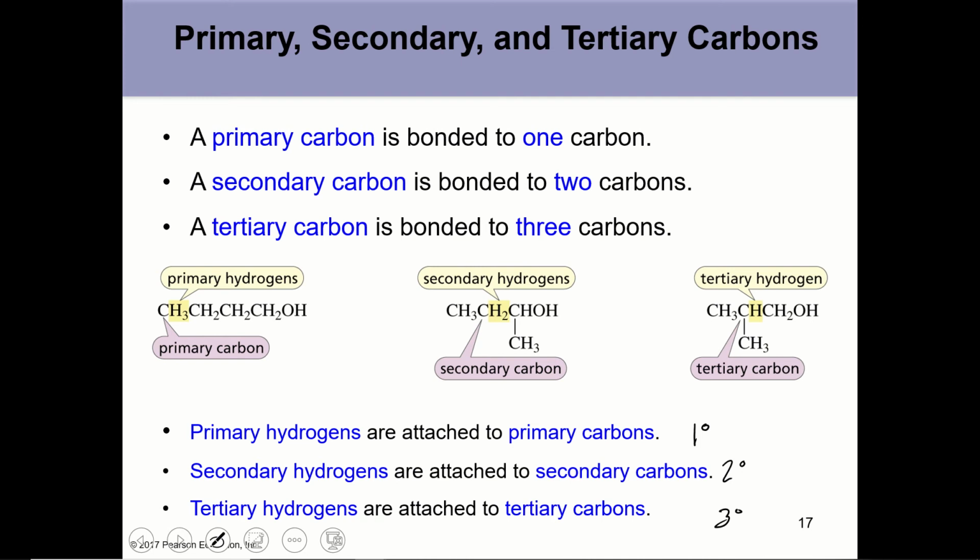So for us, we're going to call a primary carbon one that is bonded to only one other carbon. So these are usually at the end of a chain.